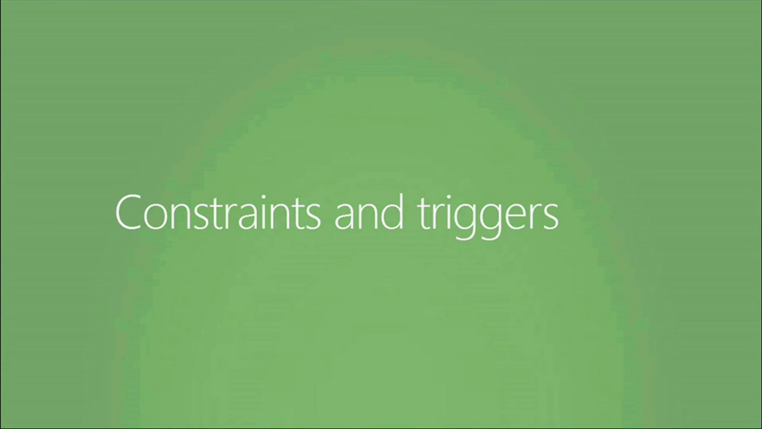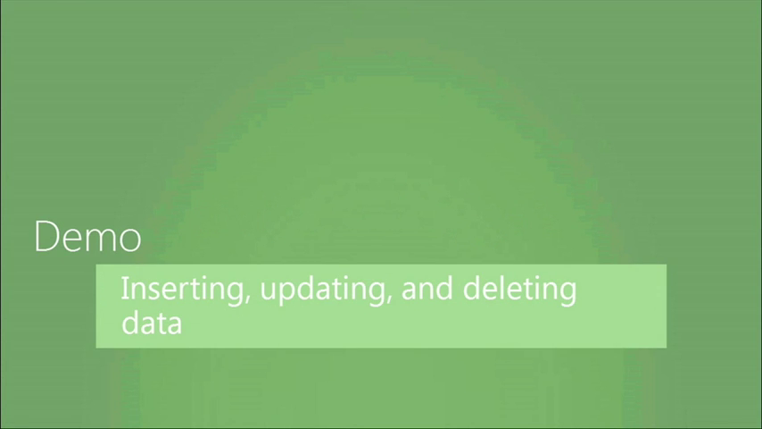Constraints and triggers. We looked at adding content and making sure that we can add content several different ways, updating the content, deleting the content. But one of the things we need to be concerned about as well is data integrity. So what we can use when we're adding content are constraints and triggers.